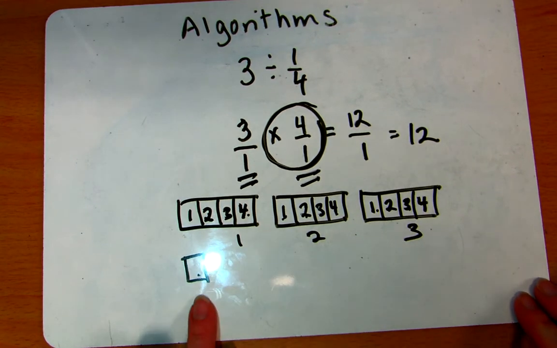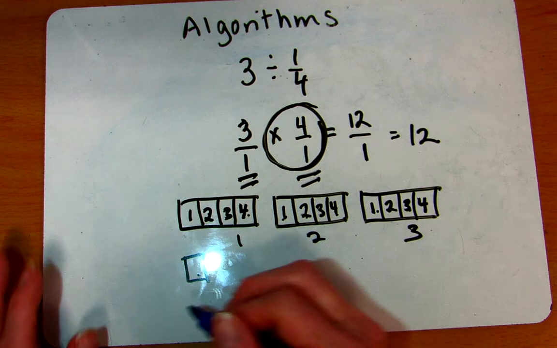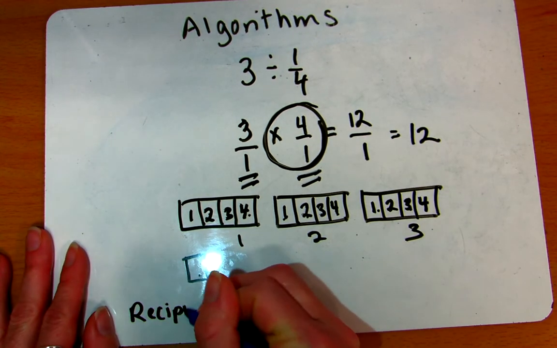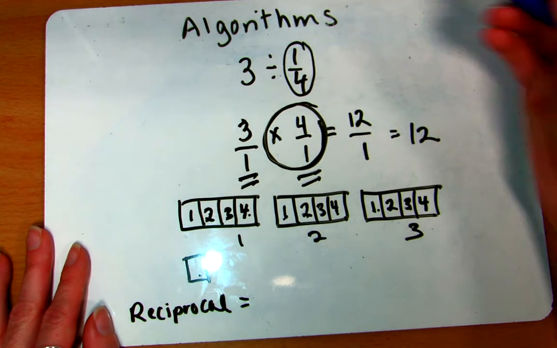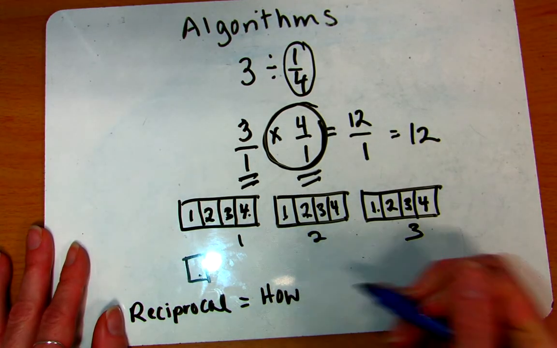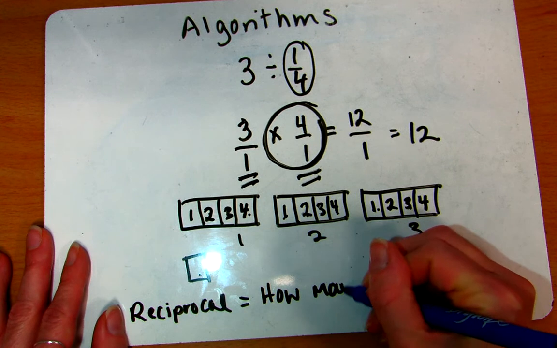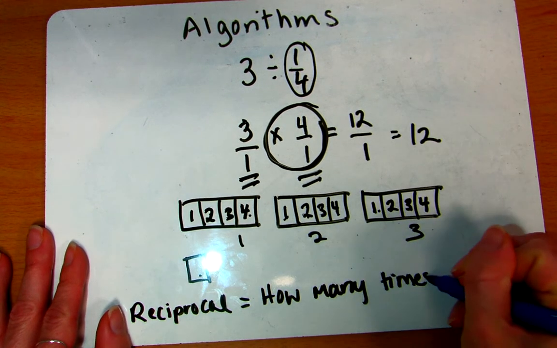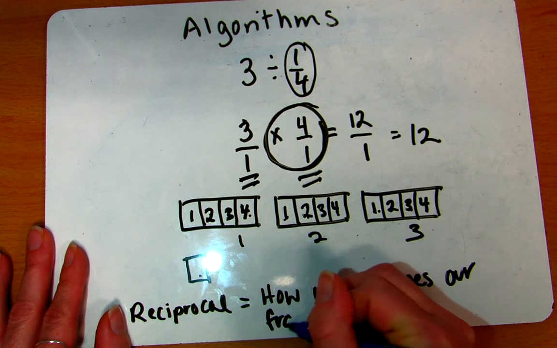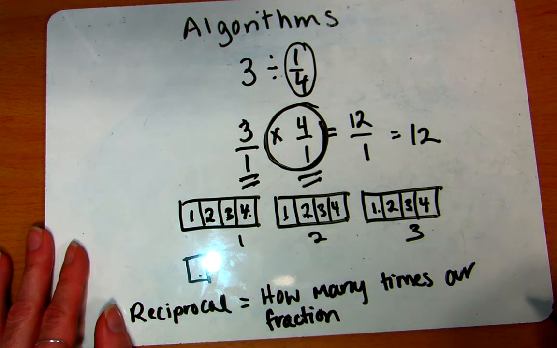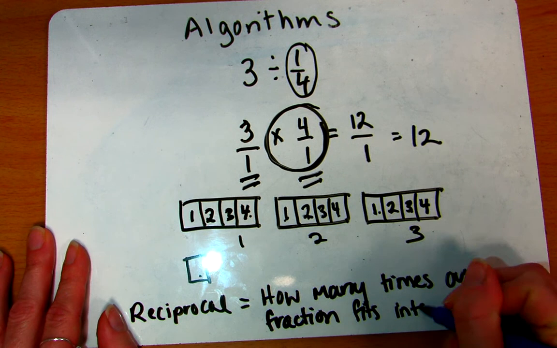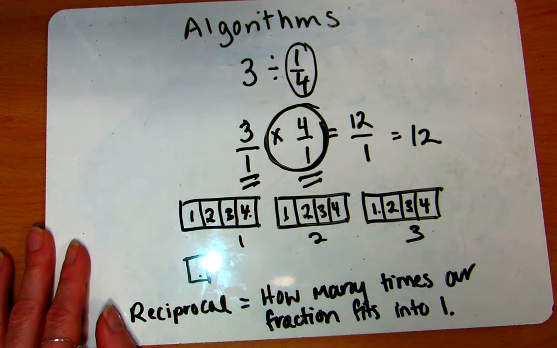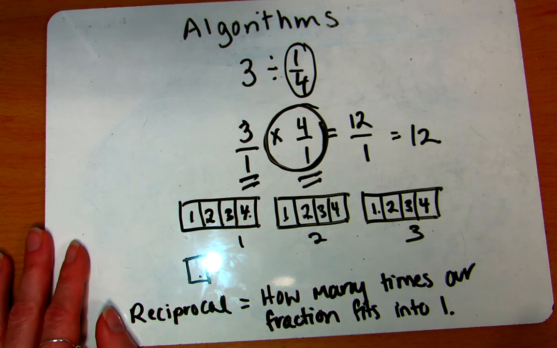So 3 groups of 4, and that's 3 times 4. So a reciprocal tells us, right, the reciprocal of 1/4 is 4/1. The reciprocal tells us how many times our fraction, in this case 1/4, fits into one hole. In this case, 1/4 fits into one hole 4 times. Once we know how many times it fits into one hole, we can figure out how many times it fits into anything simply by multiplying.